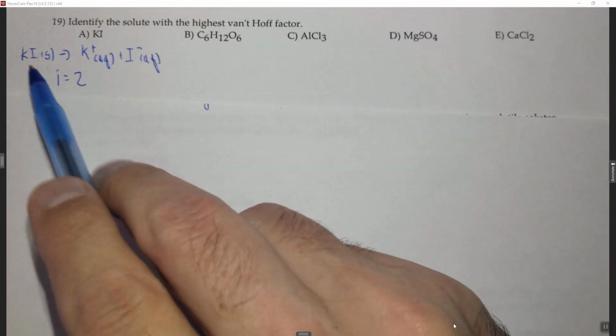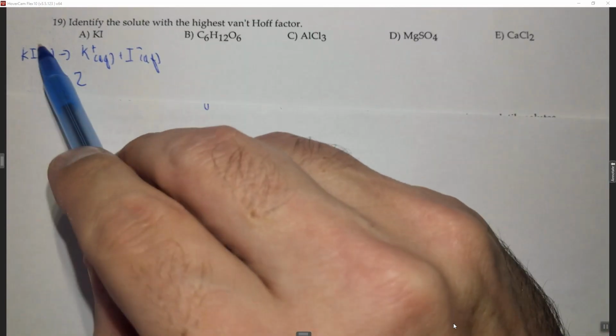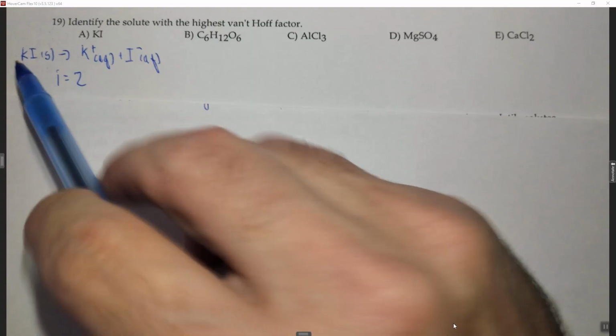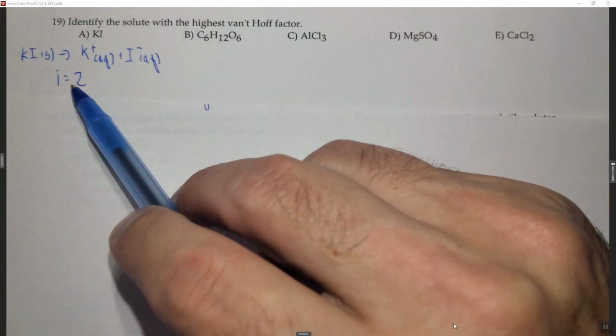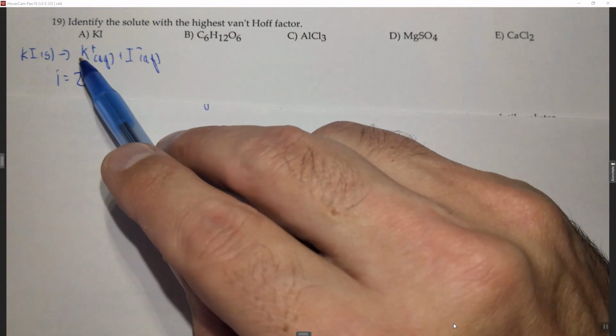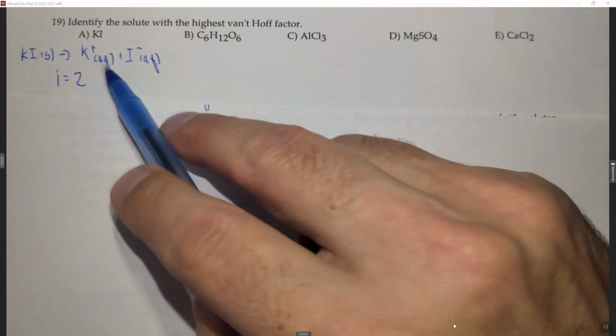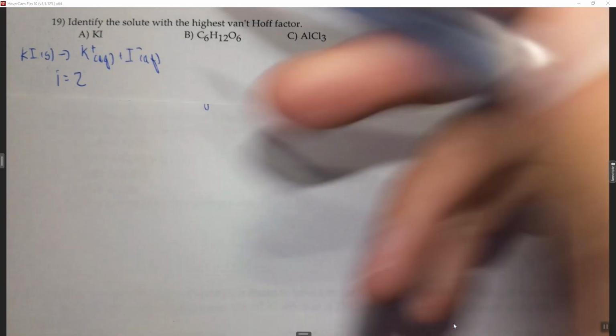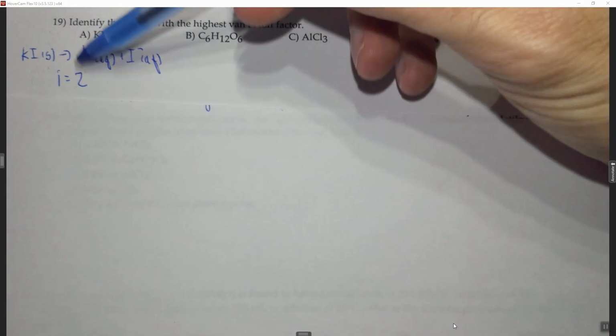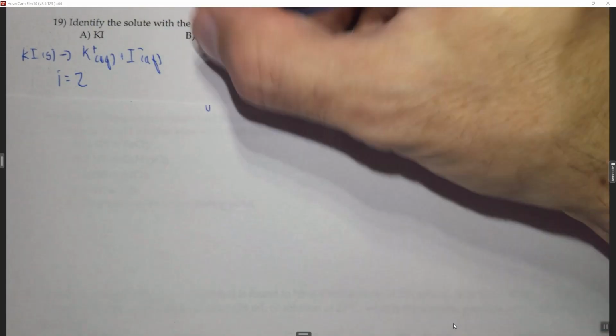So i equals 2. Said another way, if you have a 1 molal solution of KI, you'll really have a 2 molal solution of particles because you have twice as many things in solution. So i is that corrective factor, effectively, for how many things are in solution.